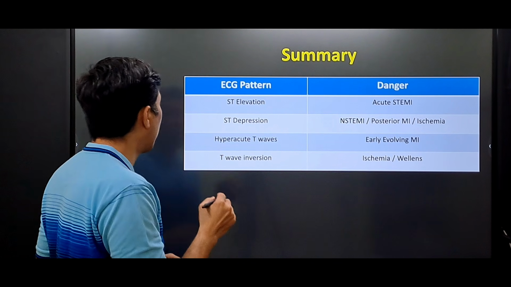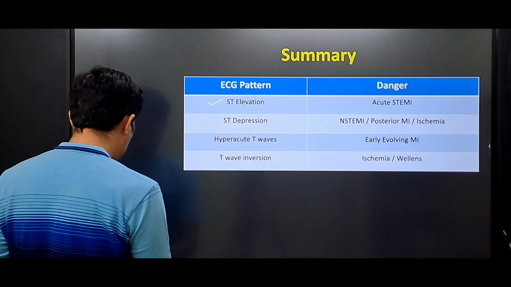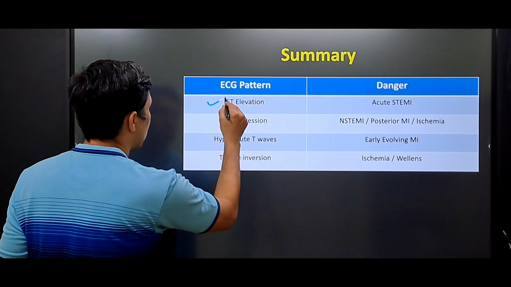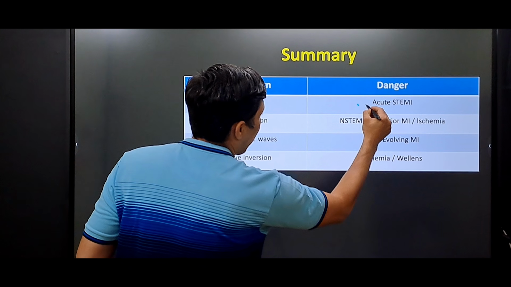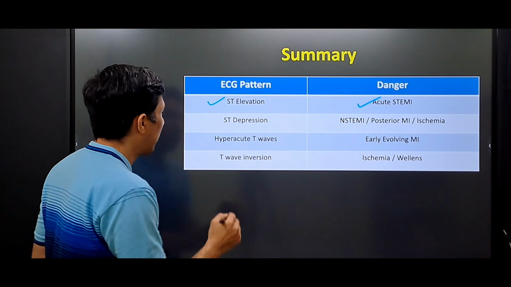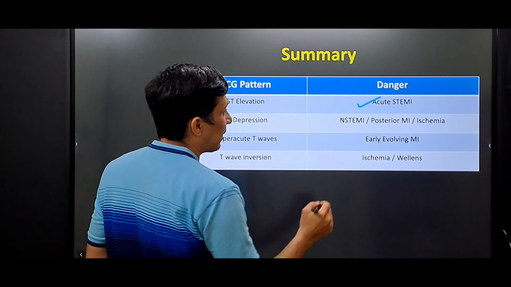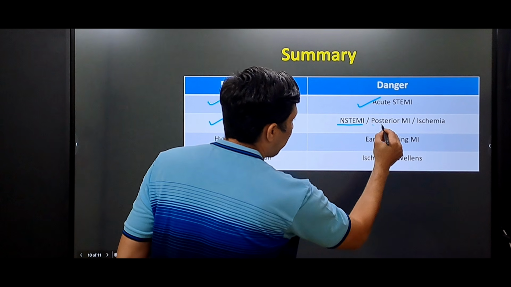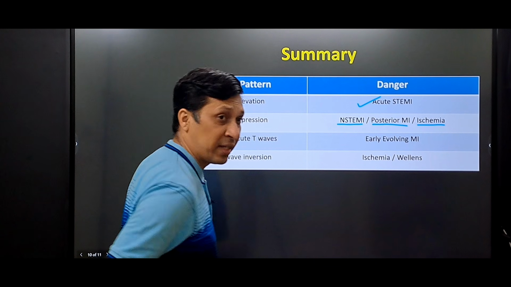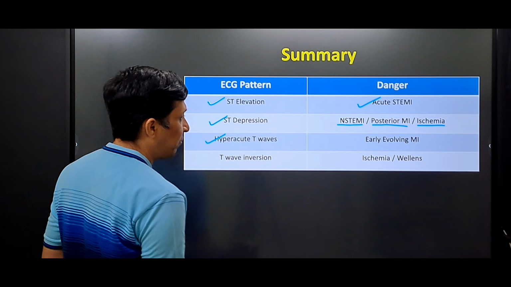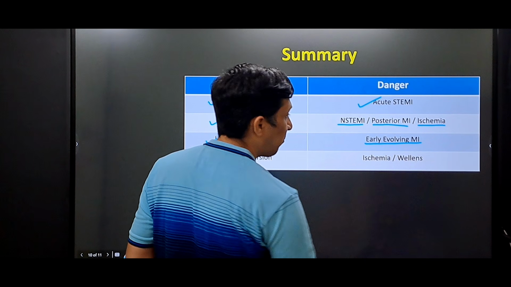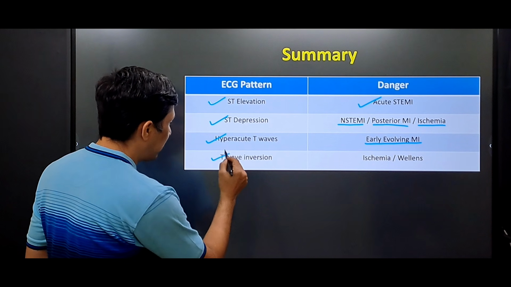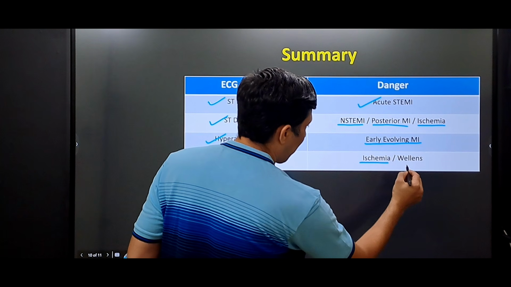So in summary, when there is an ST segment elevation, this is called an acute ST elevation MI. If there is an ST segment depression, then there can be many things. It can either be non-ST segment elevation MI, it can be posterior MI, or it can simply be ischemia. If there are hyperacute T waves, then it represents an early evolving myocardial infarction. And if there is T wave inversion, then it can be ischemia or it can be Wellens sign. So friends, these are the 4 important ECG patterns.